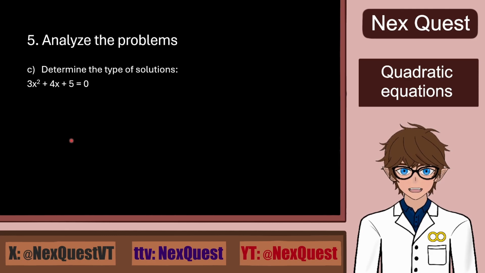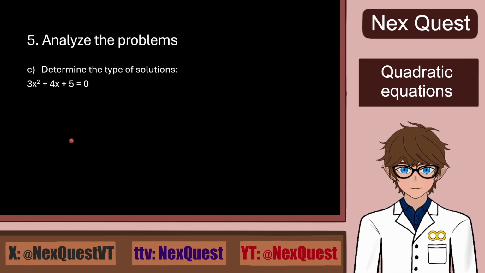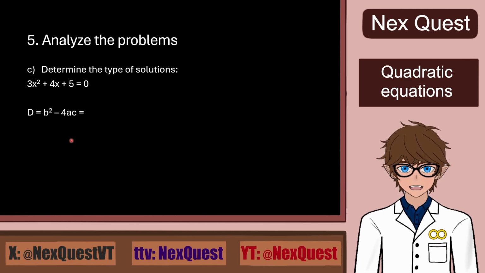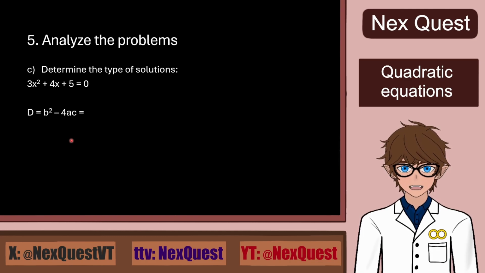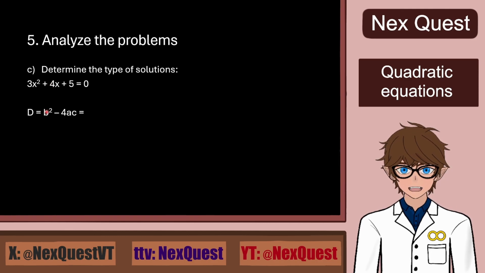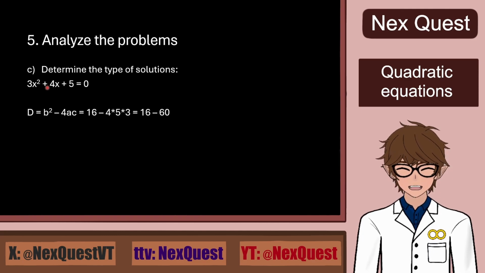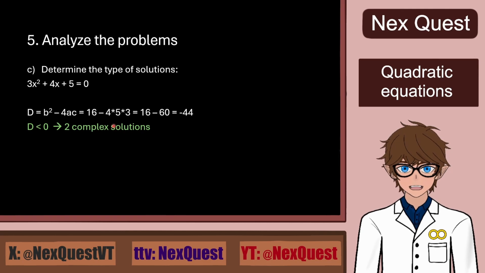Determine the type of solutions, so you don't even have to know if there are 1 or 2, you just have to know if 4ac is greater than b squared. So that's literally it. You don't have to know if it's 0 or 0.5 or 1. No, literally just real or complex. So insert the numbers here. 4 squared is 16, and 4 times 5 times 3 is whatever that is, like 60. So it's 16 minus 60, that's minus 44. The discriminant is less than 0, so you have 2 complex solutions. Just complex solutions will be fine.